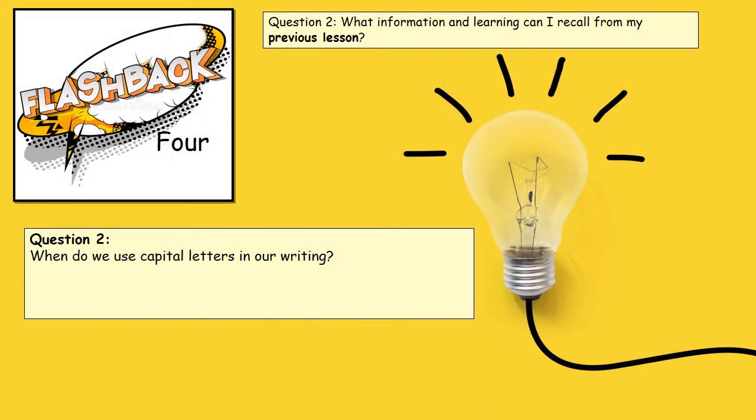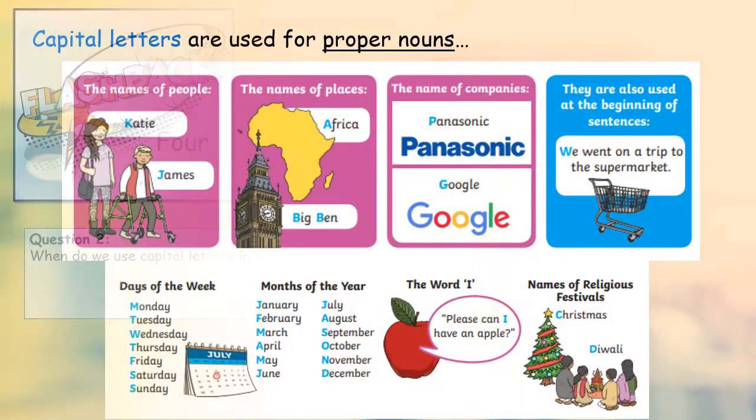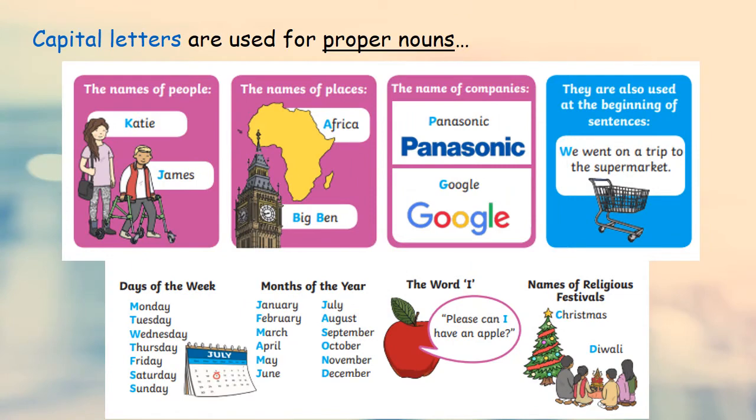By the end of Year 1, it is expected that all children will use finger spaces in their writing. Question 2. When do we use capital letters in our writing? Capital letters are used for proper nouns, such as the names of people, the names of places, the name of companies, days of the week, months of the year, the word I, names of religious festivals, and they are also used at the beginning of sentences.